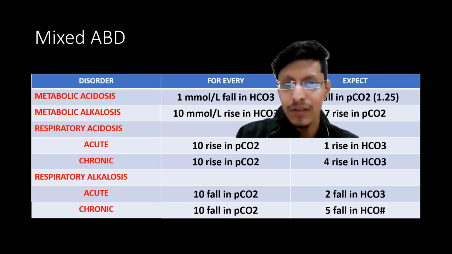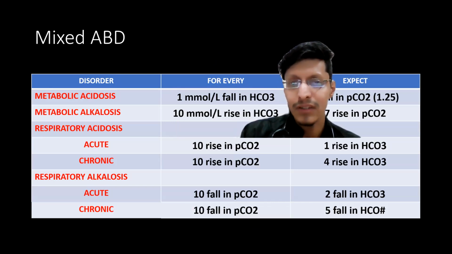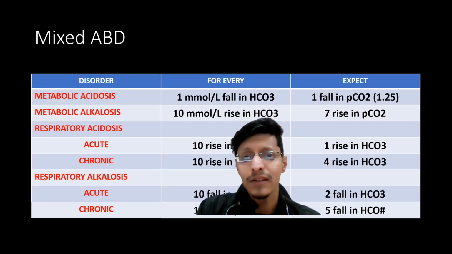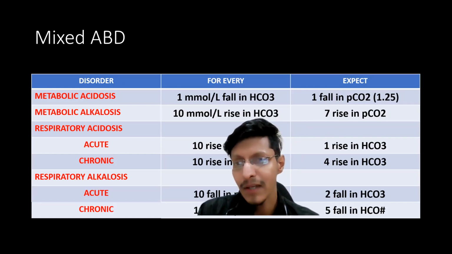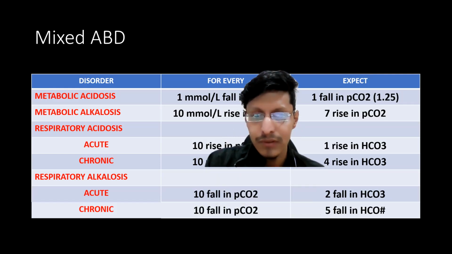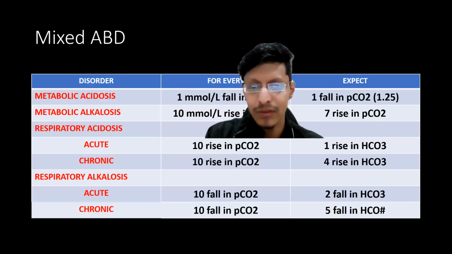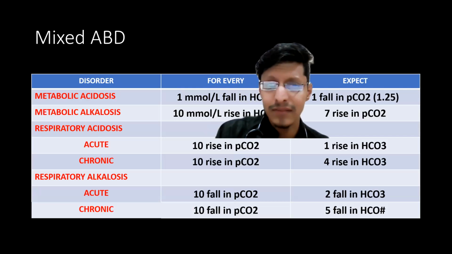We have already told this in the older slides, that for metabolic acidosis, for every 1 mm fall in bicarbonate, there is a 1 mm fall in PCO2. Okay, so this we have already studied. We are not going to go into details. So this was about the acid-base disorders.